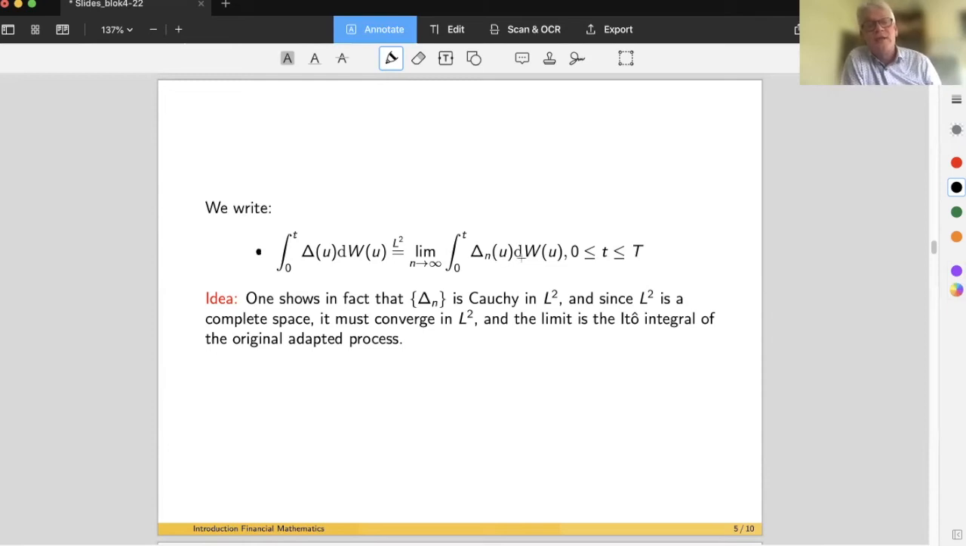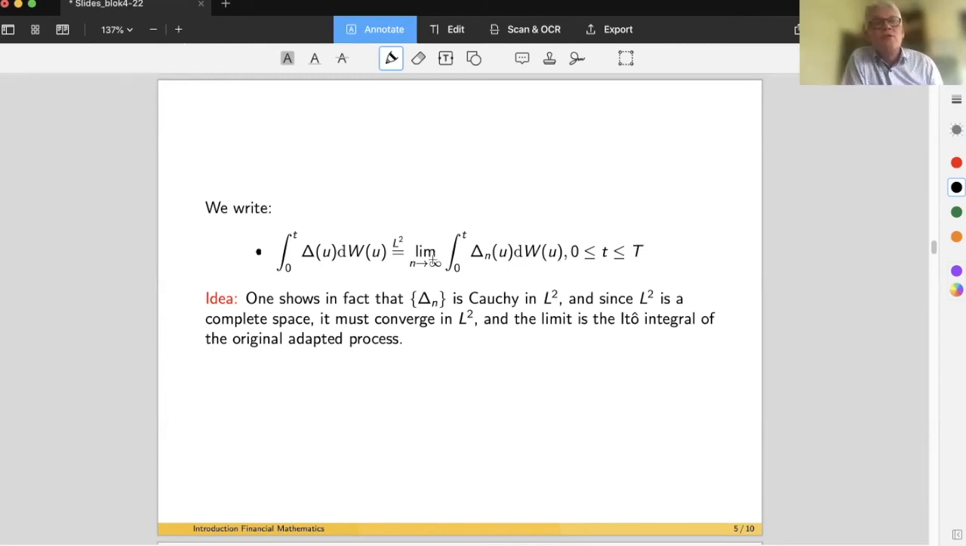Delta^n_u dW_u, where Delta^n_u are these simple processes, and our partition converges, which means we get an increasing number of points in our partition, and the mesh width in our partition gets smaller and smaller and converges to 0. Small t runs from 0 to t, and this is a convergence in L2. So it's the L2 limit of the sequence.